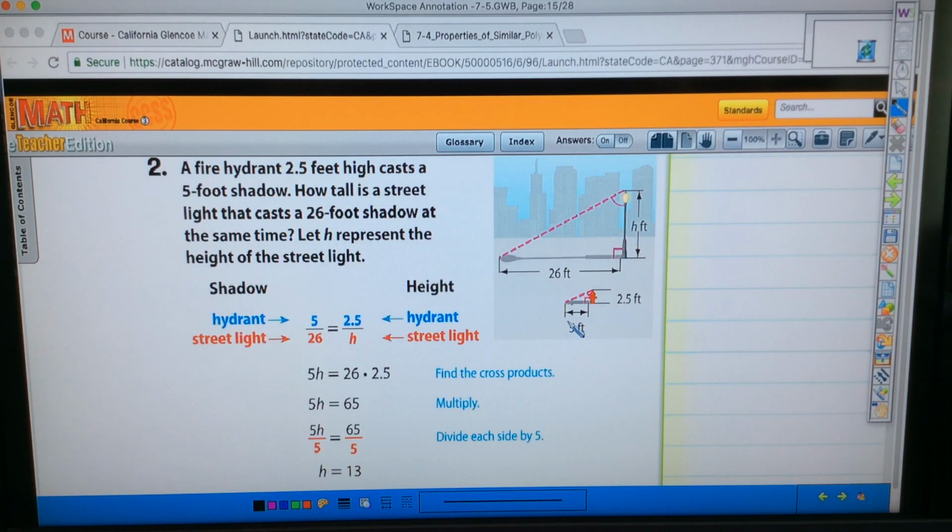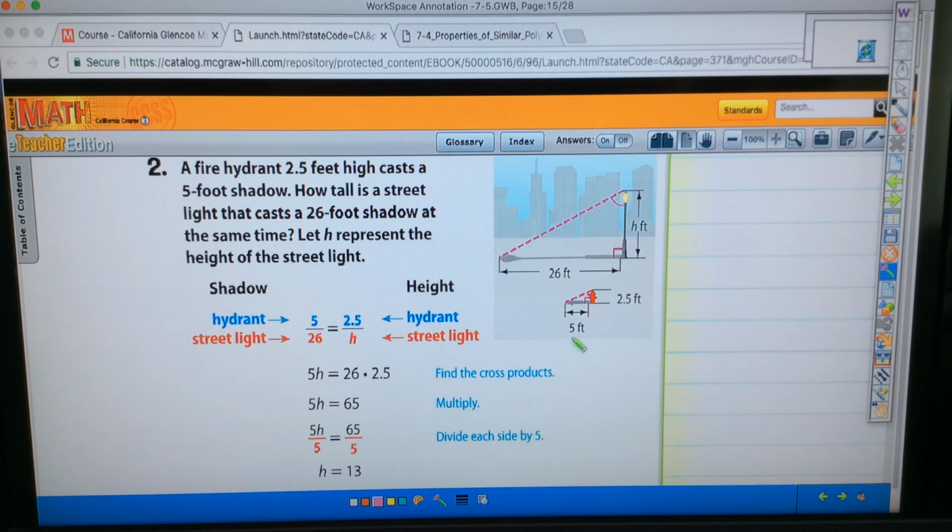I'm actually going to jump right into example B here in a minute. I'm going to have you guys turn the page. But I want to point out to you that the way they're setting up their proportions might be a little different than the way I set up my proportions. So my general rule is I like to put like across from like. So what I do is I make a little list, like fire hydrant and light pole, and then I make sure that I have the corresponding sides across from each other.